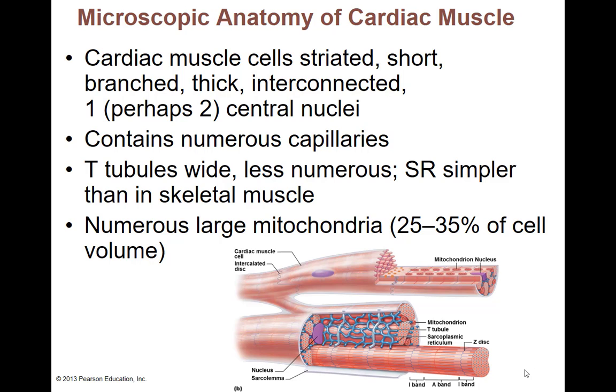What do mitochondria make? ATP. Your cardiac muscle needs lots of ATP to contract. And because of that, it also needs lots of what to make ATP?